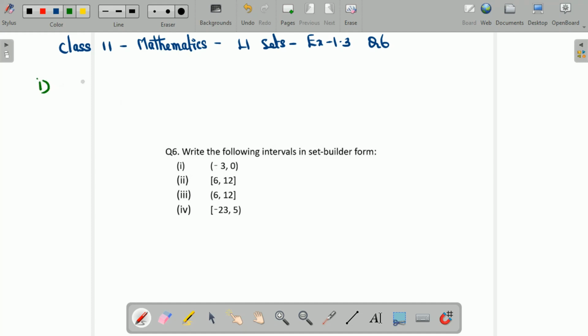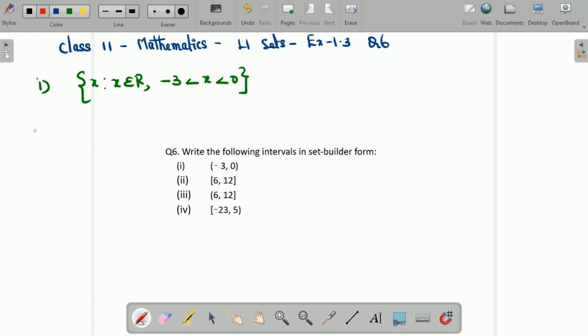Remember the set builder form, we will usually start like this: x such that x belongs to R. So that much is done. Now they're saying the value of x lies between -3 and 0, and there is a simple bracket, which means both -3 and 0 are not part of the value of x. So I will simply write this as -3 less than x less than 0. So this will be the set builder form for the first one.